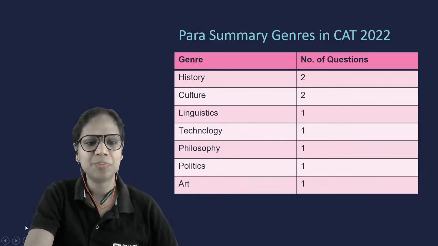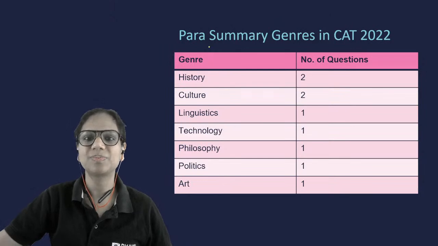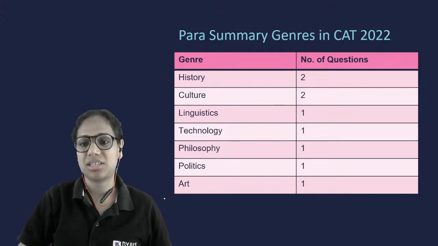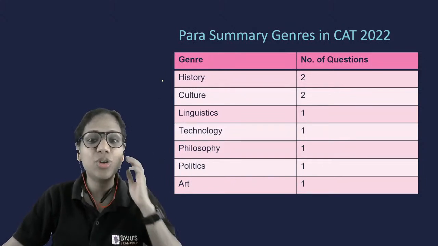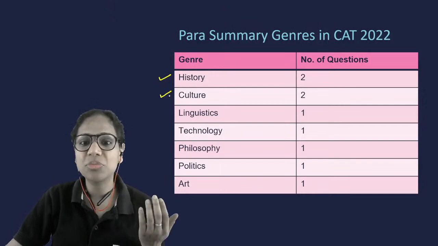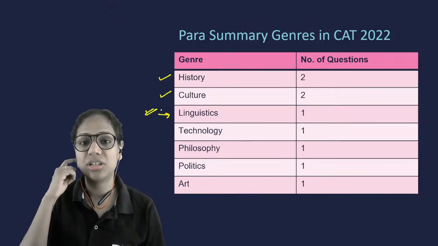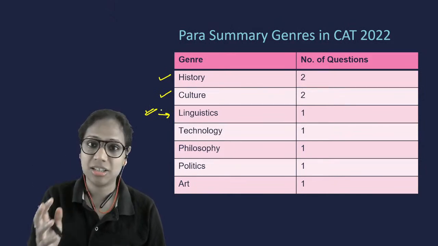Okay, so look at this. Parasummary genres in CAT 2022. If you see, the genres of parasummary in CAT 22 were so diverse, right? Two questions being from history, two from culture, one from linguistics. This is a popular question genre with CAT, right?